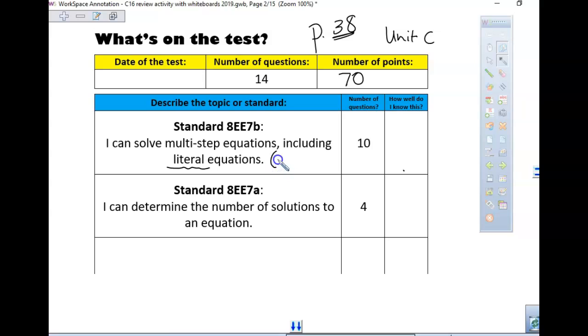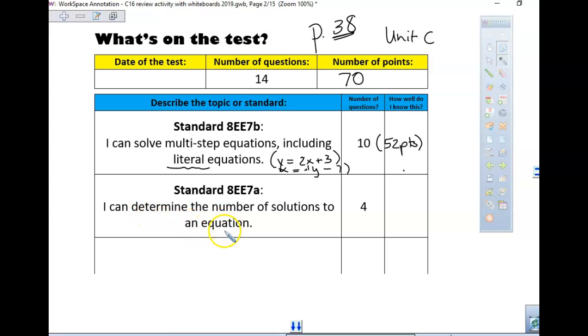The literal equations, that's the y equals, you might have something like 2x plus 3. This is where you might have had the x equals 0.1y minus 7, right? So literal equations also. Of those 10 questions, those are going to be 52 points on the test.